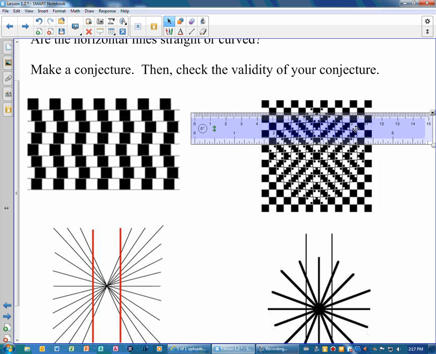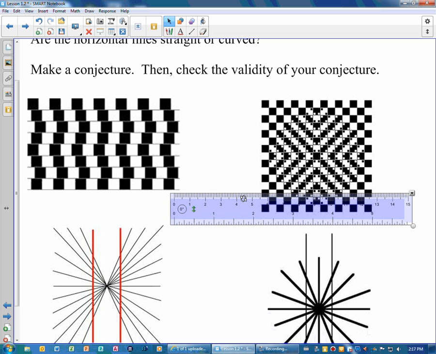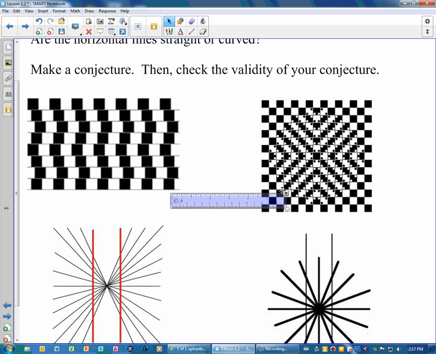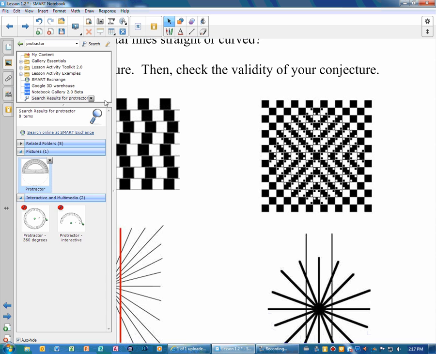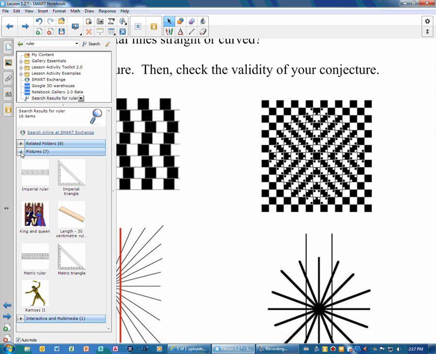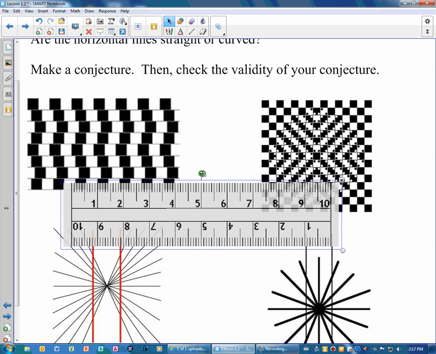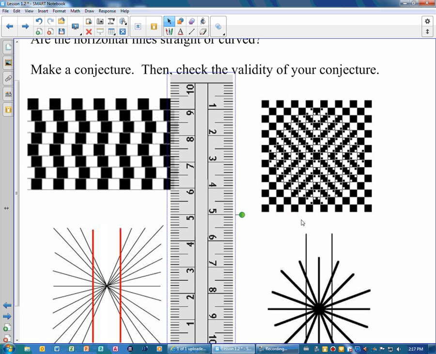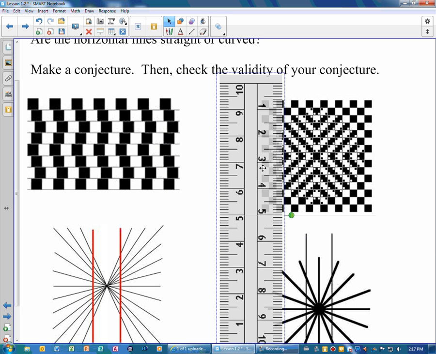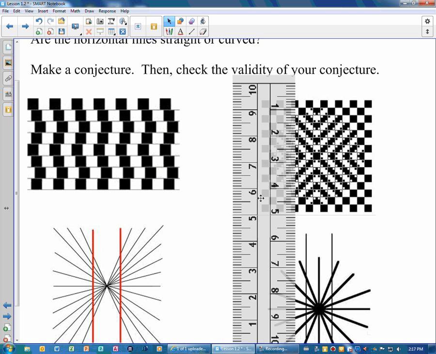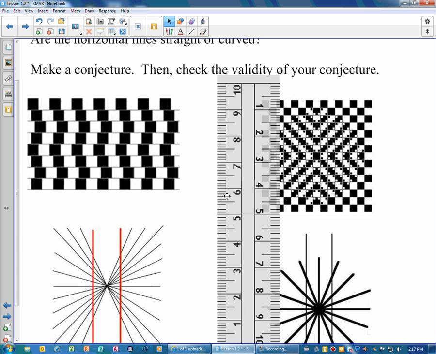You can even turn your ruler. Let's see if this will let me turn it. Nope. I also wanted to check up and down. One sec. Let's get rid of that one and see if I can get a ruler that I can get up and down. There's a ruler. It's a big one. If I can turn it to go vertical, and you could drag it along, maybe you could see that again the lines are straight.